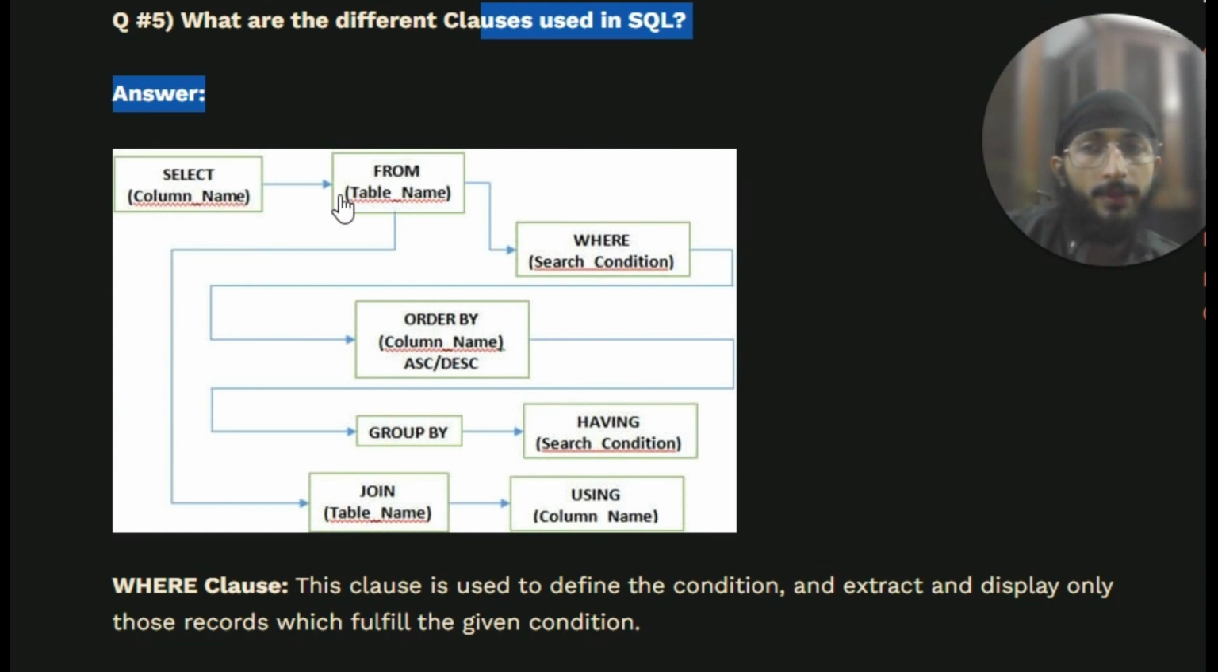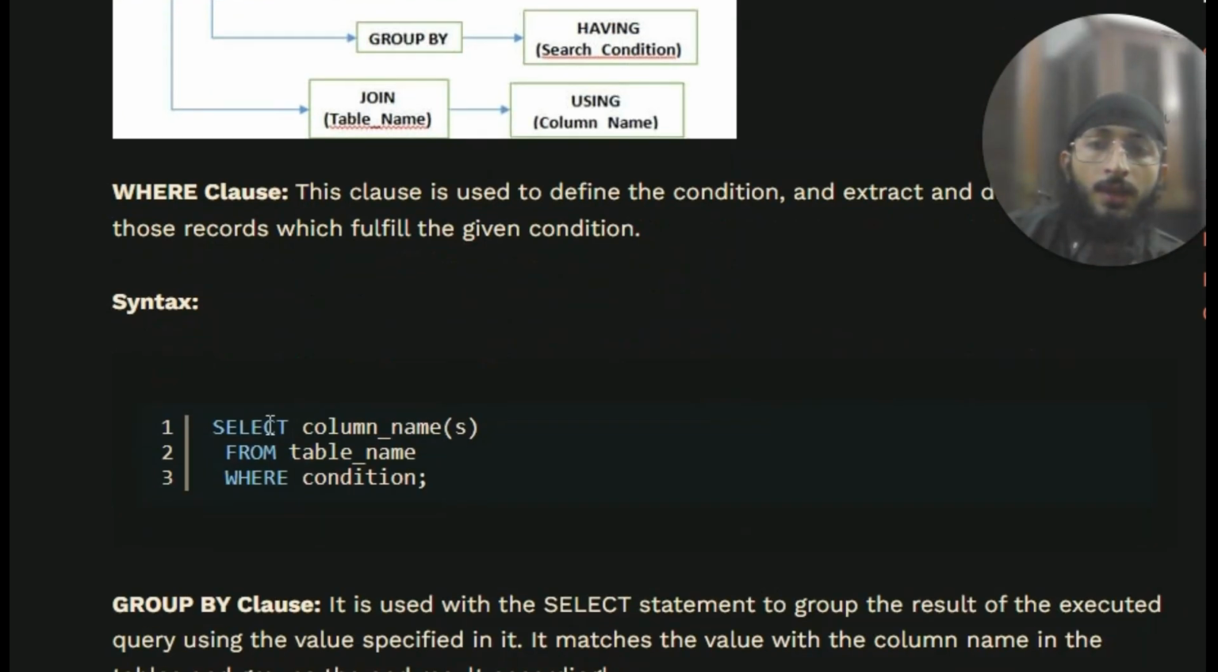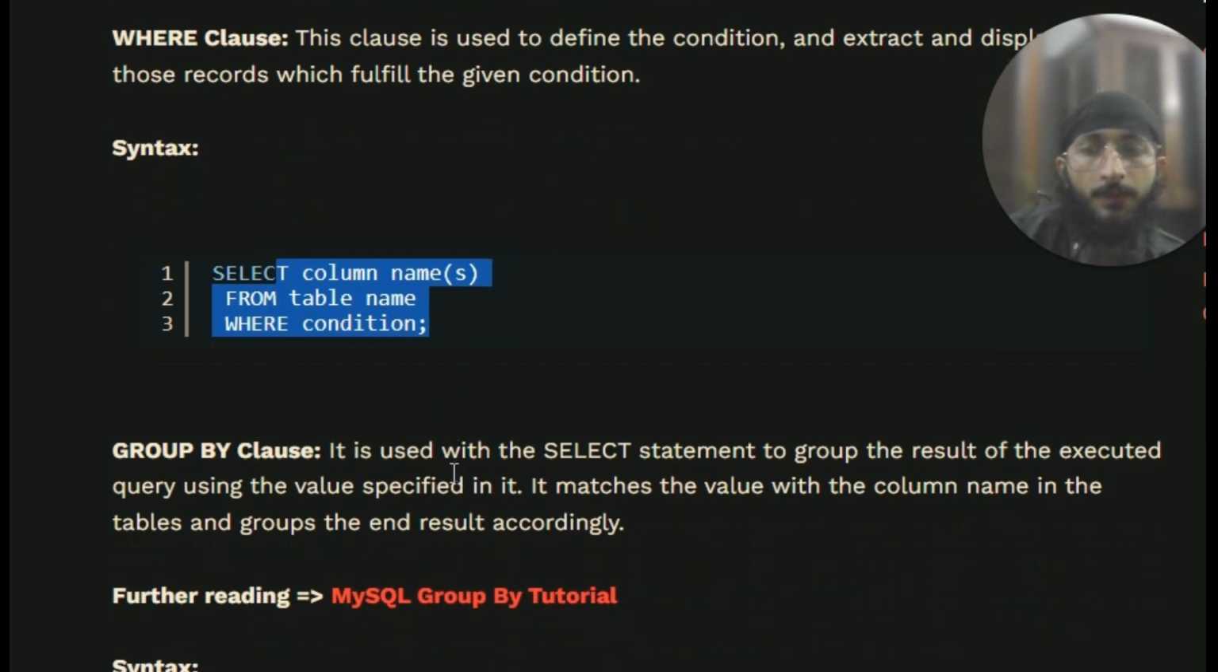We have select column name from table name, where we have a search condition, order by column name either ascending or descending, group by having the search condition, or we could say select column name from table name, join table name using column name. The where clause is used to define the condition and extract and display only those records which fulfill the given condition. So: select column name from table name where condition. Then we have the group by clause.